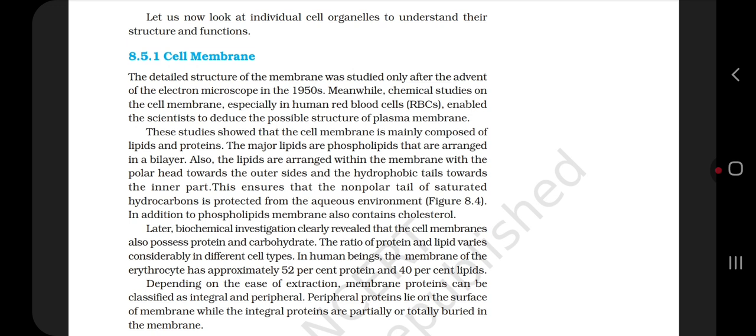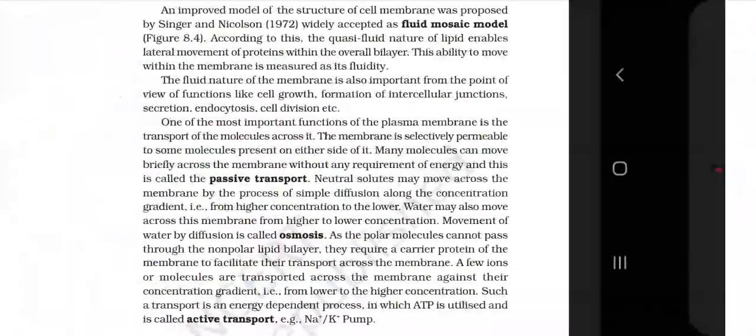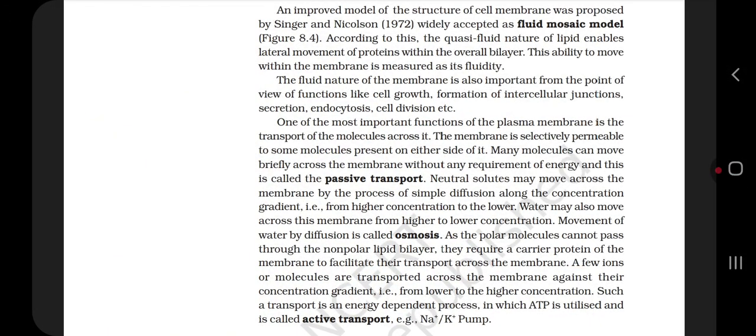The ratio of protein and lipid varies considerably in different cell types. In human beings, the membrane of the erythrocyte has approximately 52% protein and 40% lipid. Depending on the ease of extraction, the membrane proteins can be classified as integral and peripheral. The peripheral proteins lie on the surface of the membrane, while the integral proteins are partially or totally buried in the membrane. An improved model of the structure of the cell membrane was proposed by Singer and Nicolson in 1972, widely accepted as the fluid mosaic model.